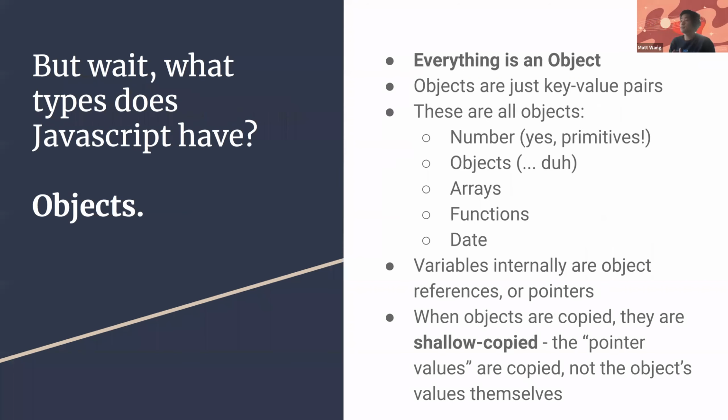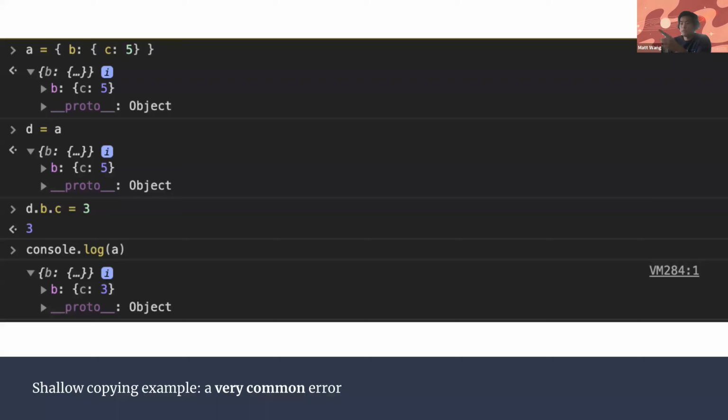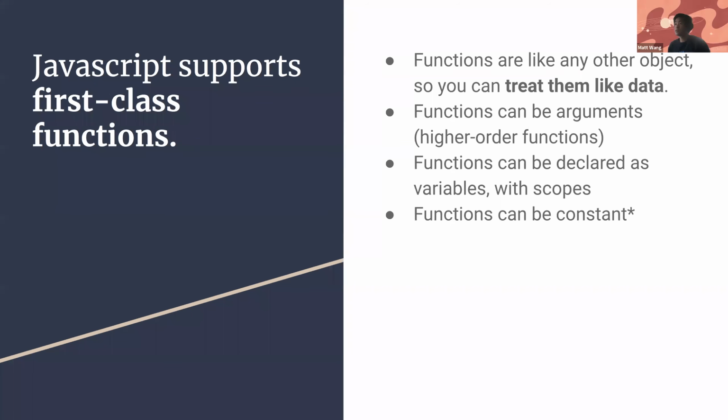As we talked about, everything is an object. You can read the slide later. It's not super exciting, but things like numbers, objects, arrays, functions, all these things are objects, and we have to think about pointers and stuff like that. This is the shallow copying error. And then as we said, functions are just like anything else.